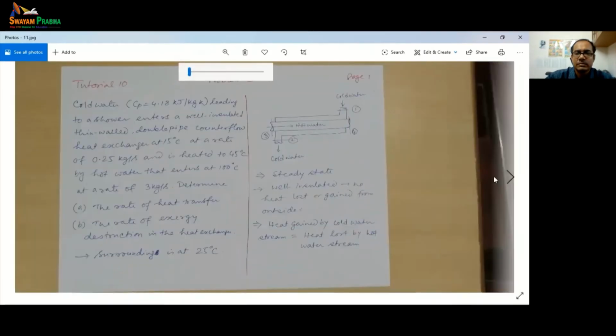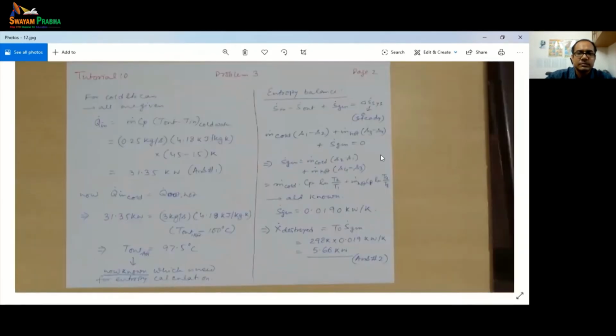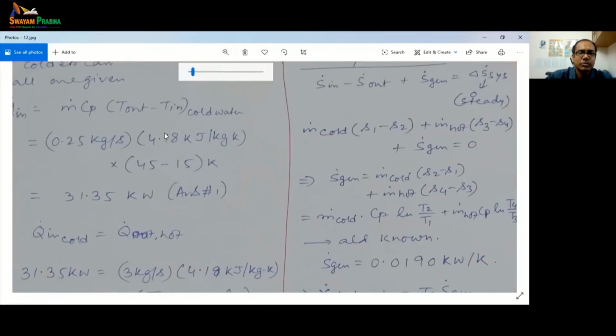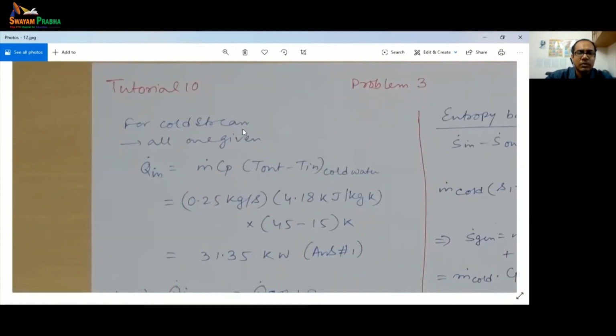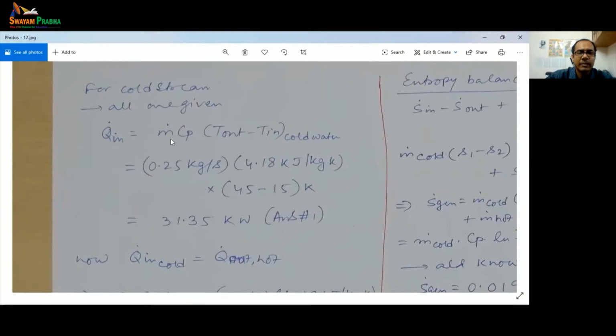Okay, so now let's zoom in a little bit. For the cold water system, what we can write is that the Q dot in, going into the stream, is mass flow rate m, Cp the specific heat, and delta T, the difference in temperature. So whatever temperature it has at the outlet minus whatever temperature it has at the inlet, and all these values are for the cold water stream.